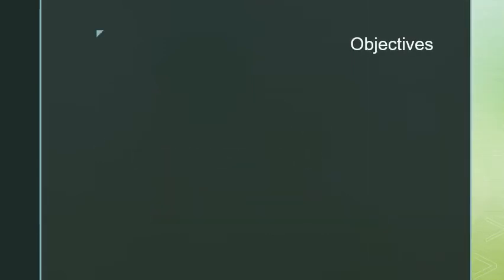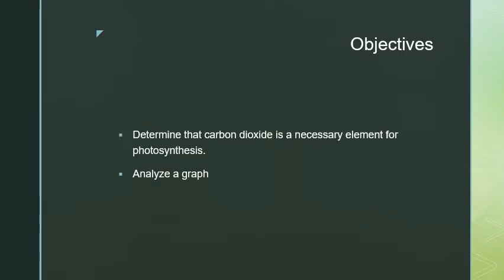At the end of this lesson, you are going to determine that carbon dioxide is a necessary element for photosynthesis, and also you are going to be learning how to analyze a graph.